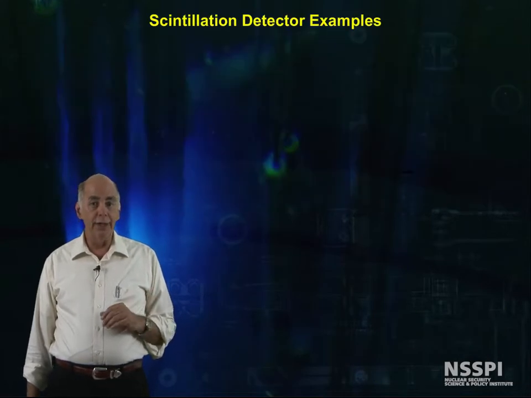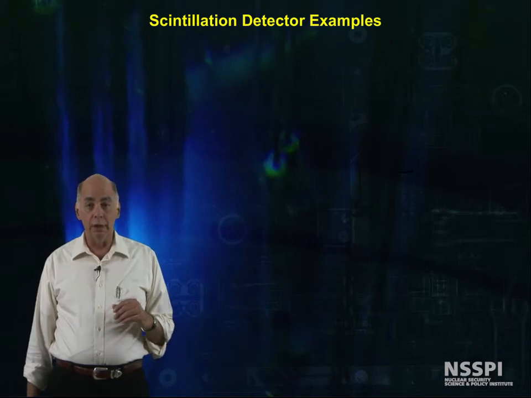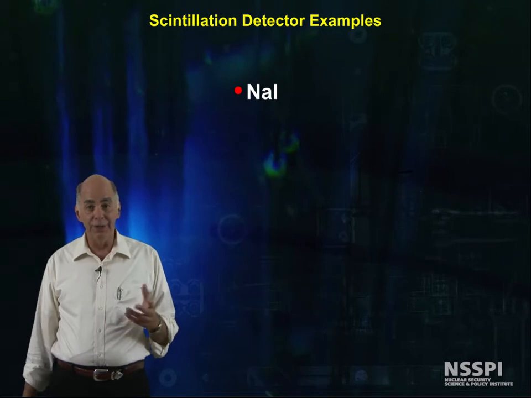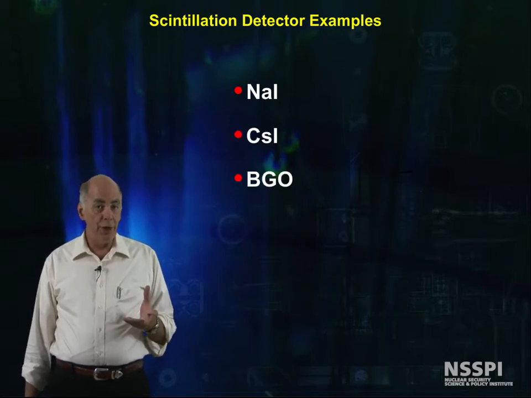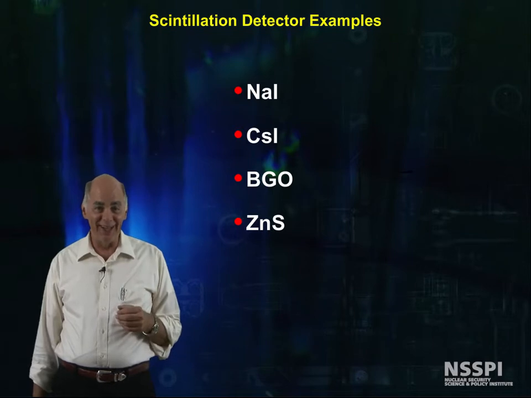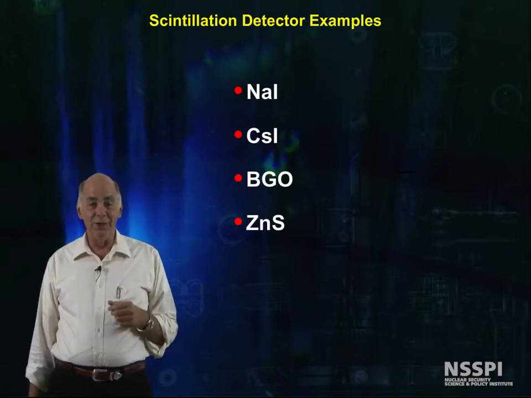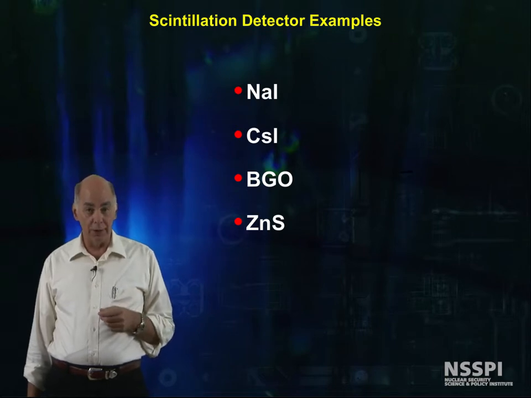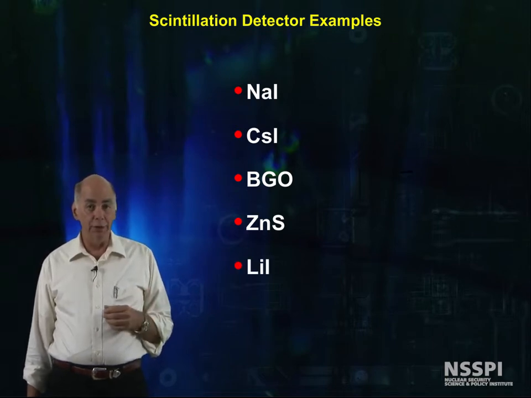Many different scintillation materials are used for detectors. Some of the more common are sodium iodide, cesium iodide, BGO, which is chemist lingo for bismuth germanium oxide, zinc sulfide, which is the great-granddaddy of all scintillating materials. This was the original material that Rutherford used to do his scattering experiments, and lithium iodide, which is used as a neutron detector.